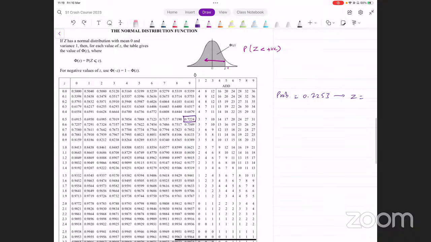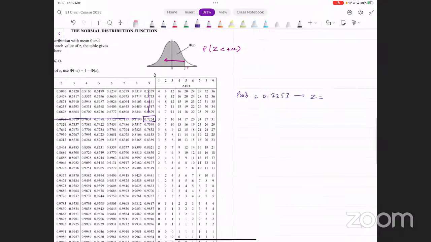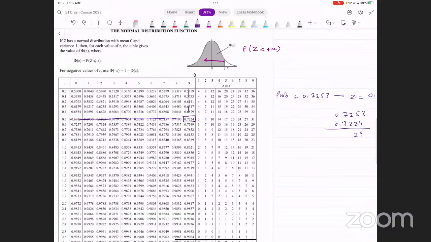What's the corresponding value of z that we get from this? 0.5 and 9. So z equals 0.59. But the probability that we were looking for was 0.7253. What we have found from the table is 0.7224. How much do we need to add to 0.7224 to get 0.7253? Let's find this difference. It's 29 at the end, 29 at the end. So now we see where 29 is here.